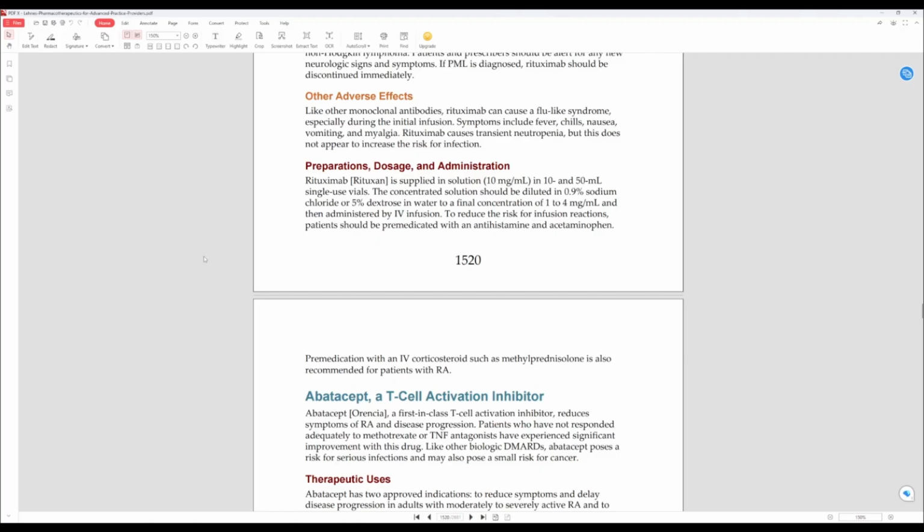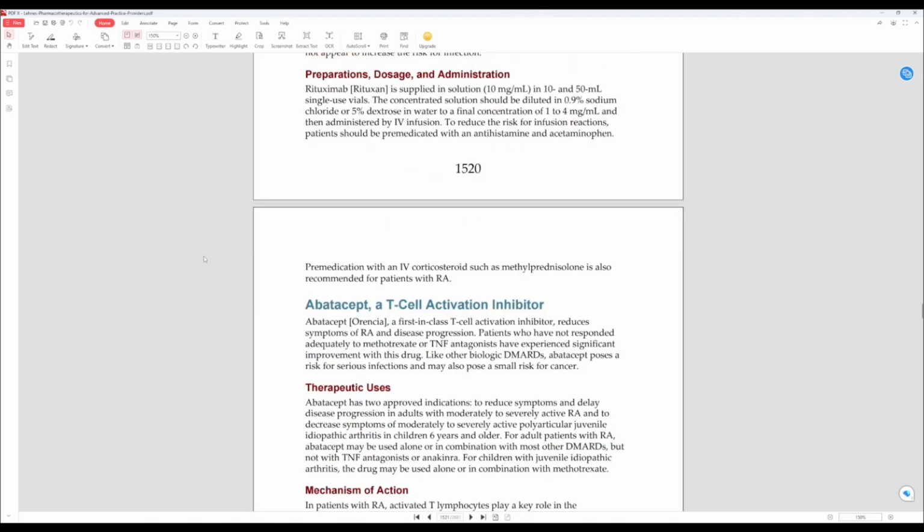Again, to reduce the risk for infusion reactions, patients should be premedicated with an antihistamine and Tylenol. Premedication with an IV corticosteroid, such as methylprednisolone, is also recommended with patients who have RA.